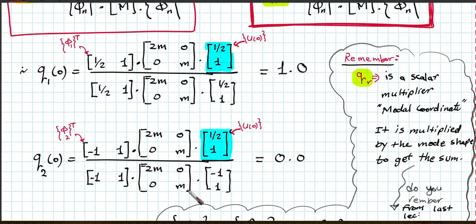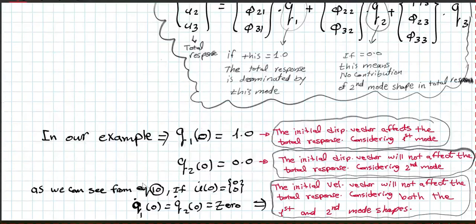In a similar fashion, Q2 node dot, if we put dot here, then everything is going to be the same, but here it is going to be 0 and 0. So it will be 0 also. So this brings us to the point where Q1 dot 0 and Q2 dot 0 are equal to 0. What is the significance of this, the meaning of this? This means the initial velocity vector will not affect the total response, considering both the first and the second mode shapes. Can you understand this?